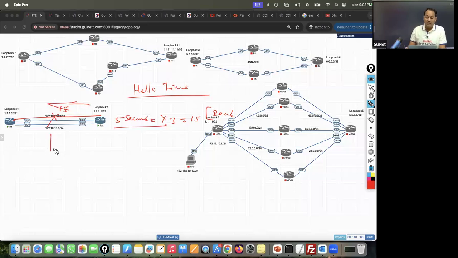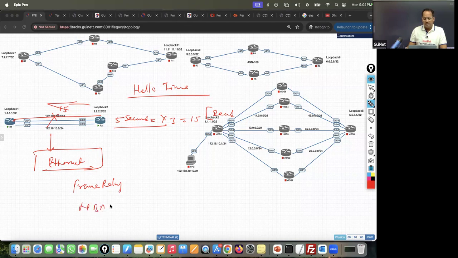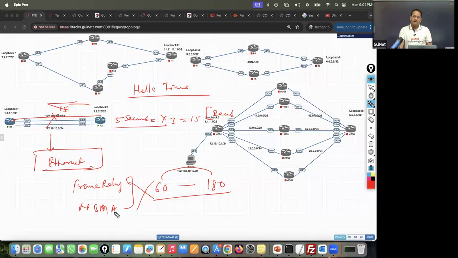This is in case my link is Ethernet. In case of frame relay, that is not going to be used. Or in case of an NBMA network, non-broadcast multi-access, it is going to use different timers: 60 seconds and 180 seconds, so 3 times your hello timer. Generally we do not use this one. If you want to increase or decrease the timer, it is absolutely possible. You can do that. But this is how it is going to happen.